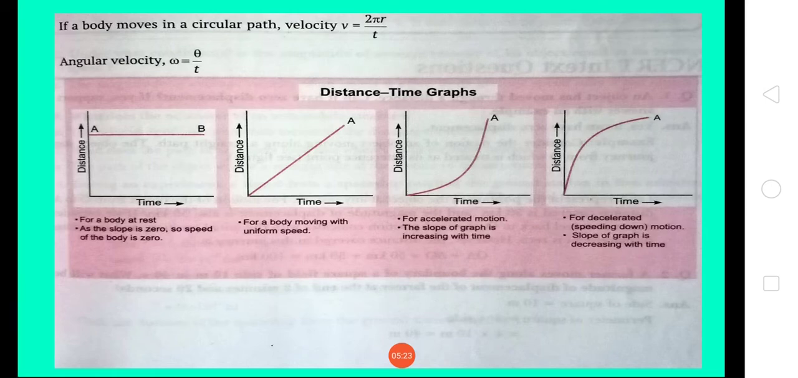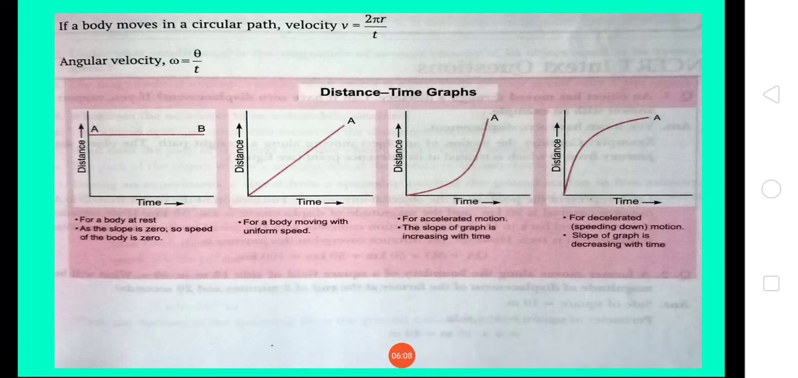In the third graph, you can see that the speed or the velocity keeps on increasing with time. So whenever there is a change in velocity, we know that the object has acceleration. So this gives an example for an object with accelerated motion. So the slope of the graph keeps on increasing with time. And if you see the last graph, initially the velocity of the object increases and then slowly it reduces. So this gives an example of an object which shows retardation after a certain period of time.